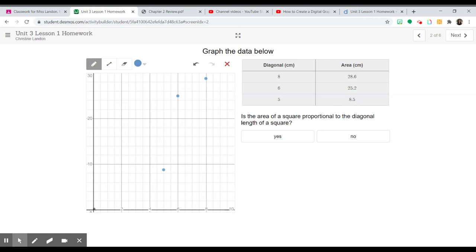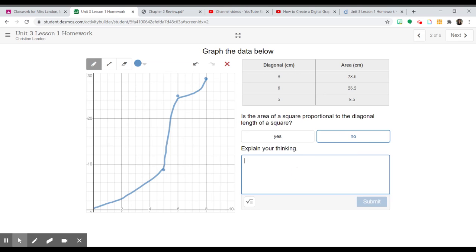If I tried to connect these and draw a line, let's see what happens. So I would connect up here to here to here. Okay. So is that proportional? I'm going to say no. The pattern is nowhere close to a straight line. Even with human error, a diagonal length is not proportional to the area of a square.